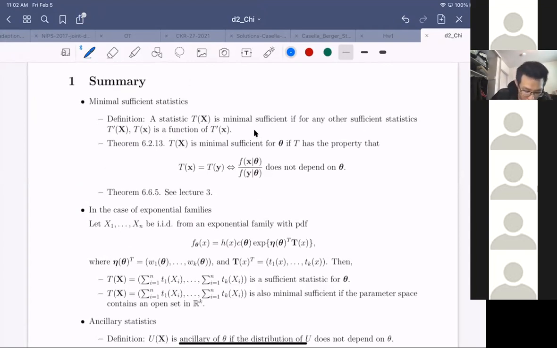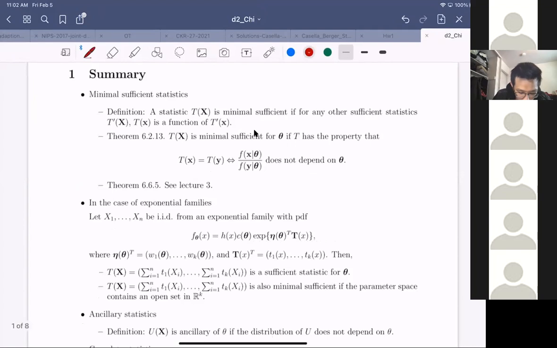So here's our summary. This week we learned about what is minimal sufficient statistic. And this is the definition. And there are two main theorems. So we usually use these two theorems to check whether this is minimal or not.